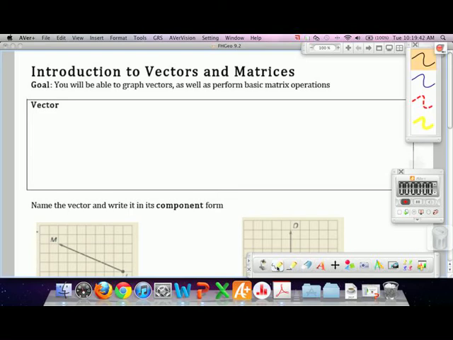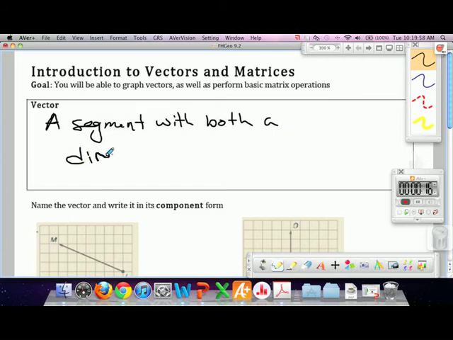A vector is nothing more than the following. It's a segment with both a direction and, I'll use the word, magnitude, for you Despicable Me people. It has both a direction and a magnitude. Do we know what a magnitude is? Do you have any idea what that word means?